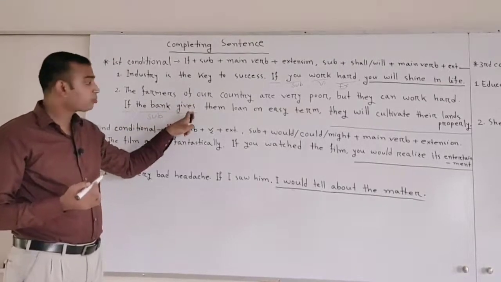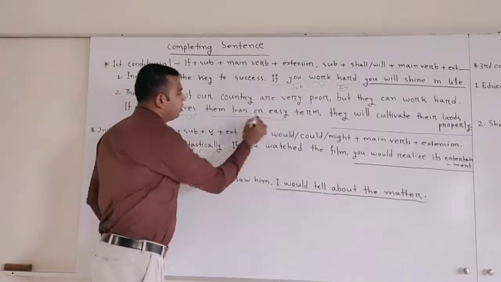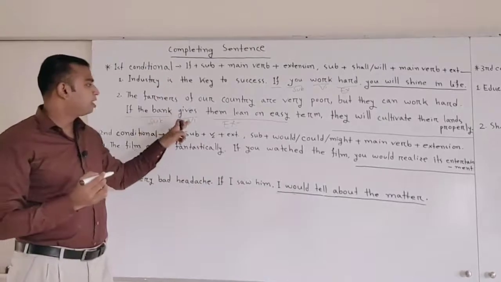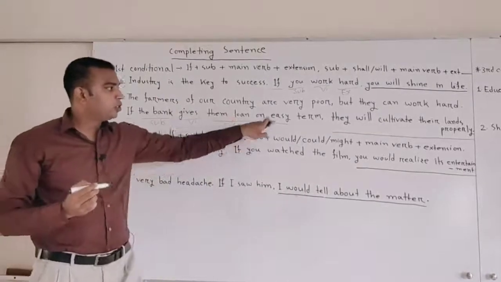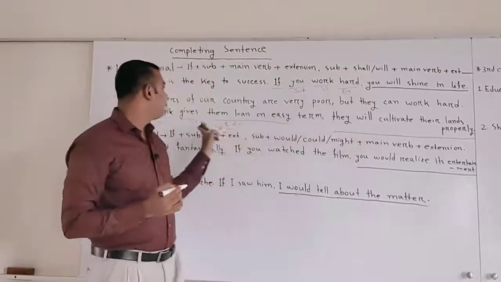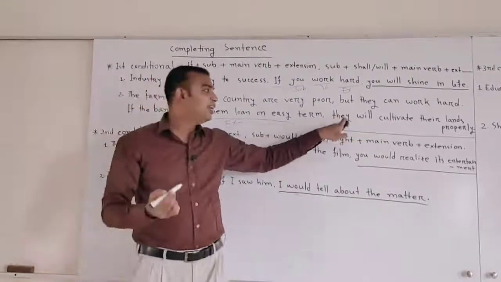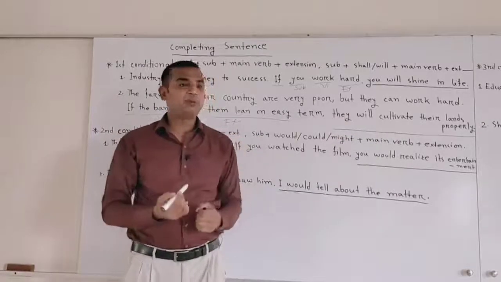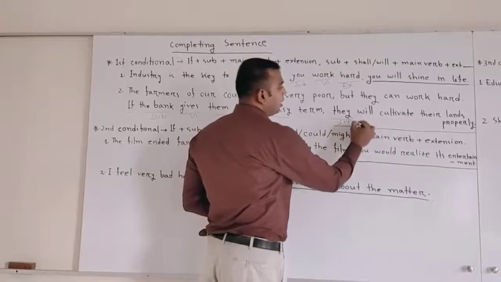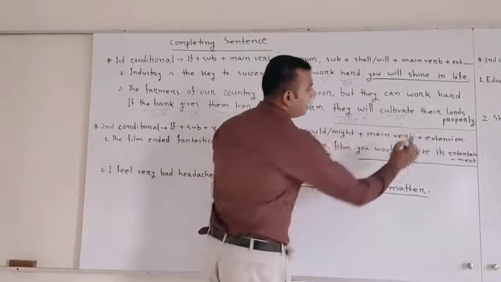And here is the extension. So subject plus main verb plus extension. The second clause will be future indefinite tense. Look here, if the banks give them loan on easy terms, what will they do? They will cultivate their lands properly. This one is subject plus shall/will, then main verb, verb 1, plus extension.